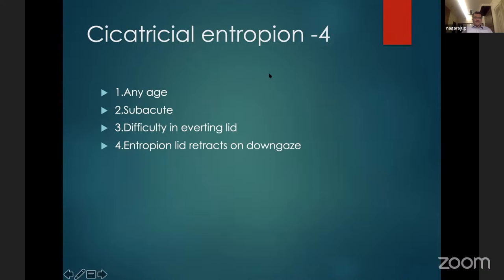This can occur at any age. Cicatricial entropion can occur at any age. It can be acute, or it can be even subacute also. Unlike your involutional entropion, which is a chronic thing, you can see a subacute case of cicatricial entropion, especially in a case of Stevens-Johnson syndrome and ocular cicatricial pemphigoid also. And I told you, in a case of involutional entropion, it is very easy to evert the lid or just retract the lid, whereas in a case of cicatricial entropion, it is very, very difficult to evert the lid. Even though you try to use a Desmarres retractor also, it is very difficult. And your entropion lid retracts on down gaze. On down gaze, it will try to retract more.